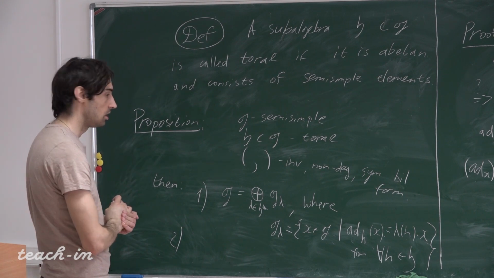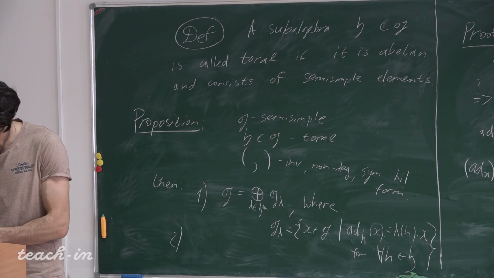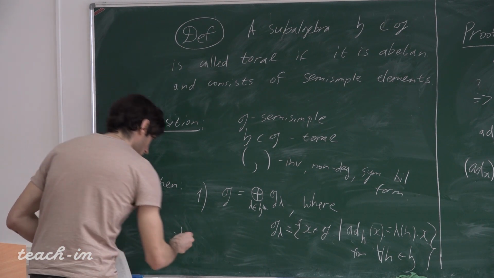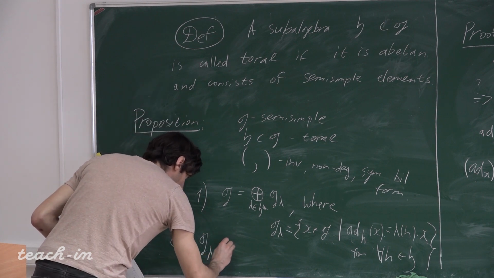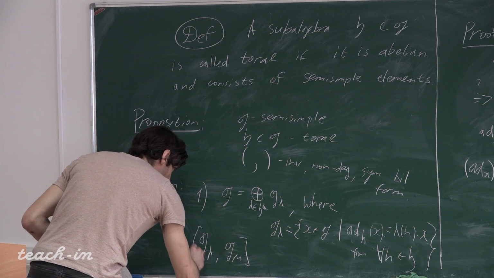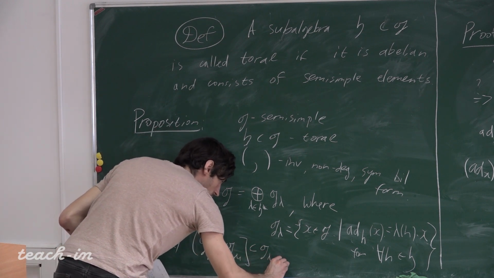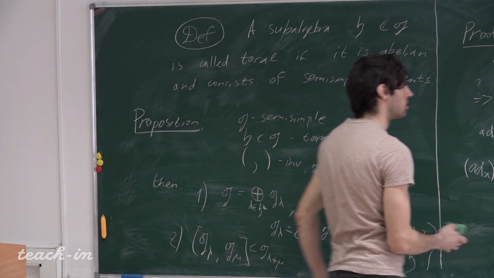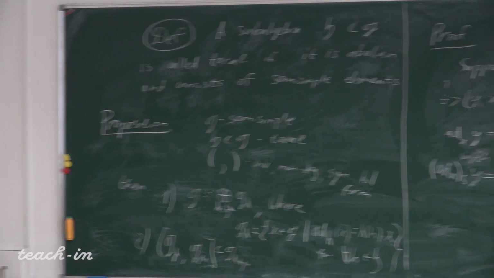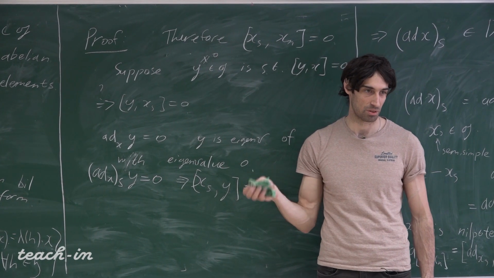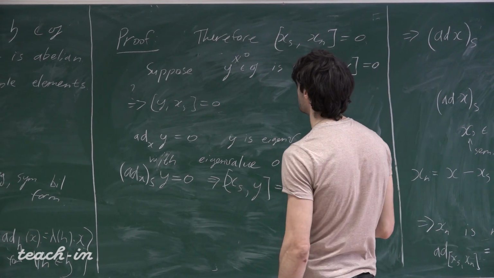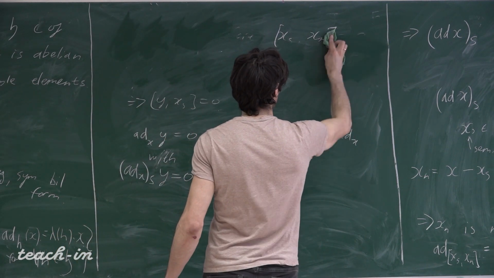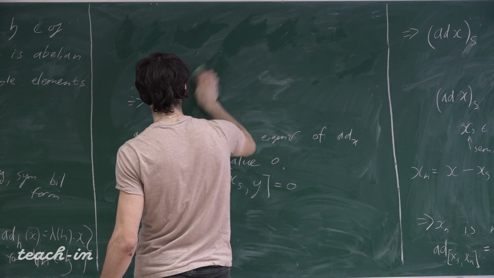Second is the following. G lambda with G mu is inside G lambda plus mu. These two are important to just formulate, but they follow easily from what we said already. Now, we have two other parts in this proposition.